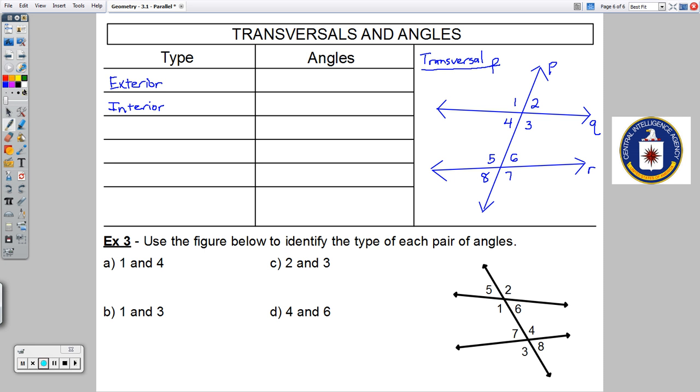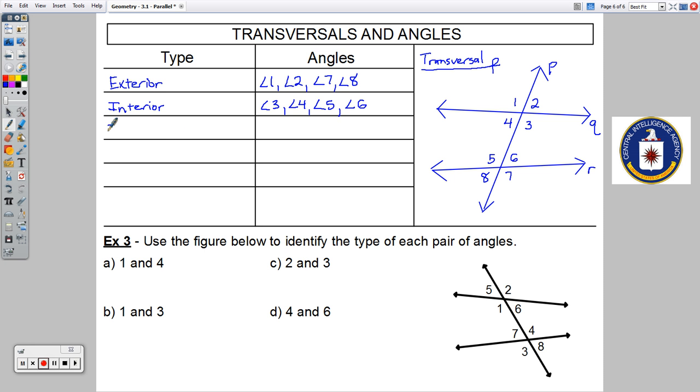And so this would be exterior. You could say angle 1, angle 2, angle 7, and angle 8. And then interior, that would be 3, 4, 5, and 6. Those are on the inside of the quote-unquote sandwich made by Q and R. So we have angle 3, angle 4, angle 5, and angle 6.